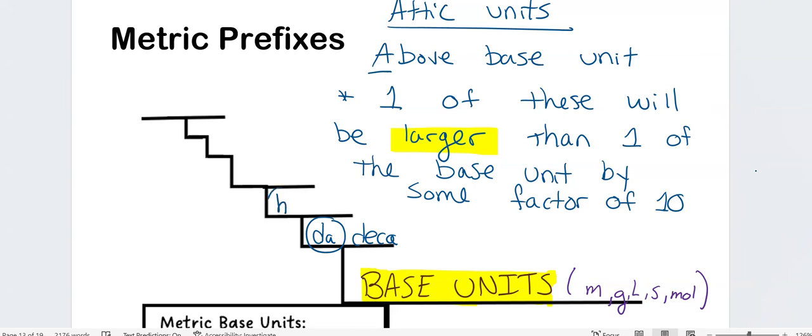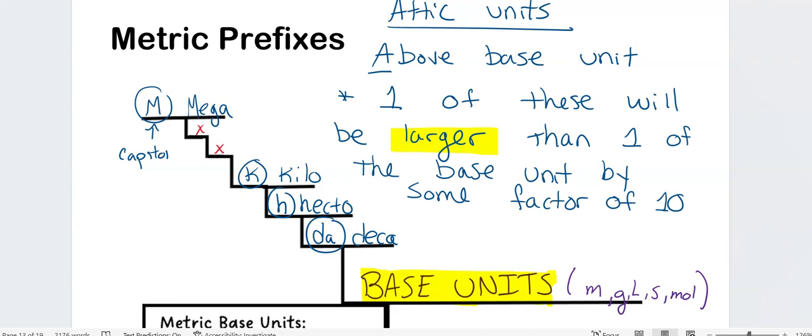Then we have H, hecto. So one of those would be 100 of the base units. Then we have kilo. One of those would be 1,000 of the base units. Then we kind of have these two spots we skip. They don't have their own names, but they are two powers of 10 apart from our next named unit, which is going to be mega. So capital M. That would be 1,000,000 base units.